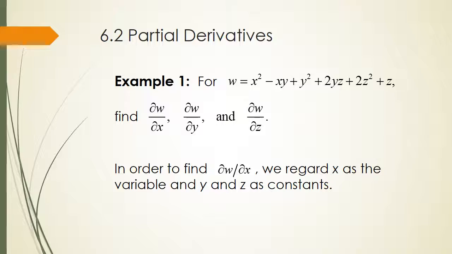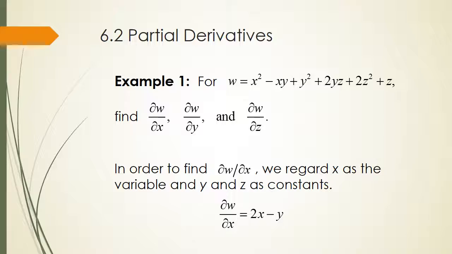Okay, so we're going to regard x as the variable, y and z as the constants. Now, what that gives us, the first x squared becomes 2x. And then we have minus xy. Well, that would be just minus y, because if it was like minus 2x, it would just be minus 2. So since y is considered a constant, minus xy is going to be just minus y.